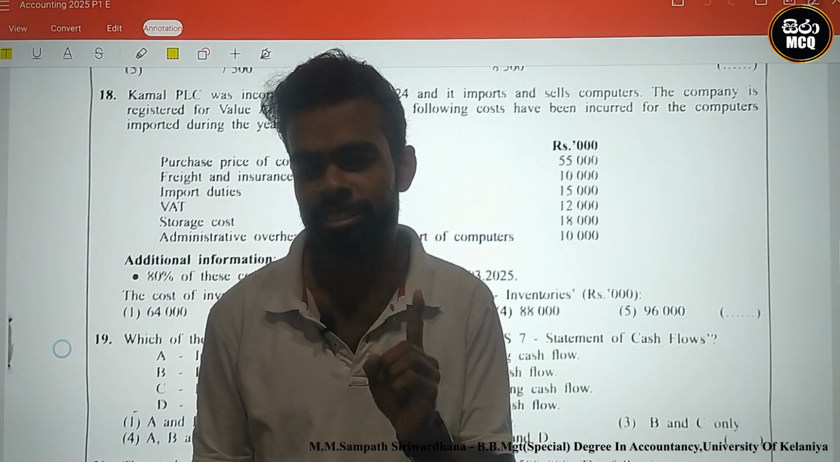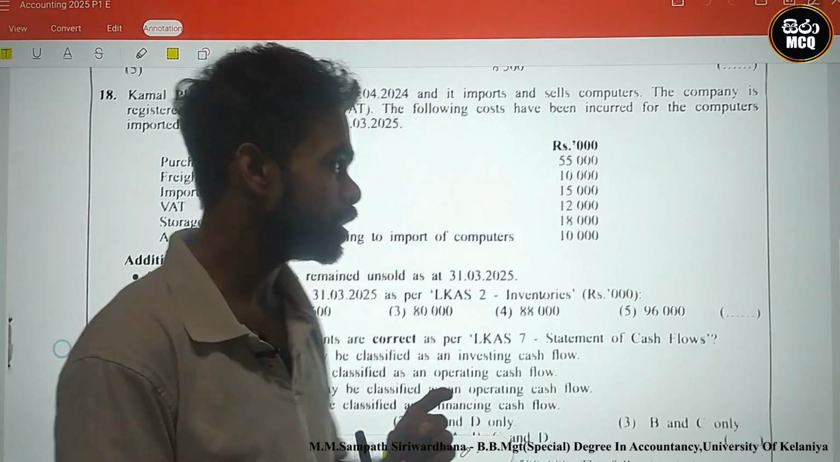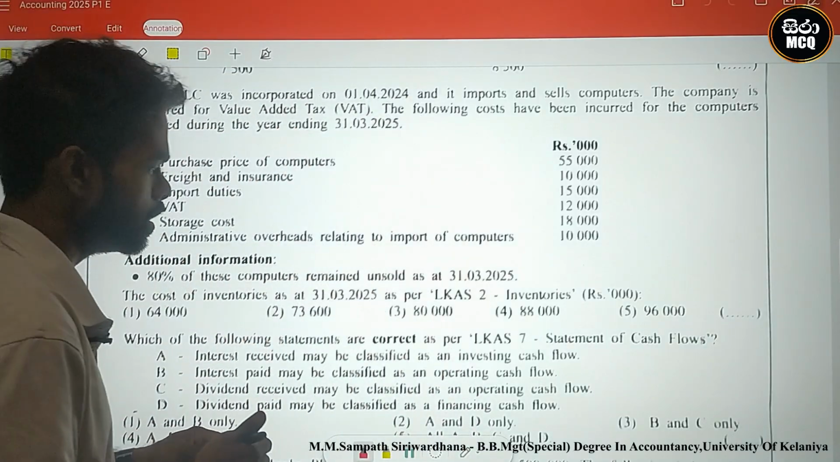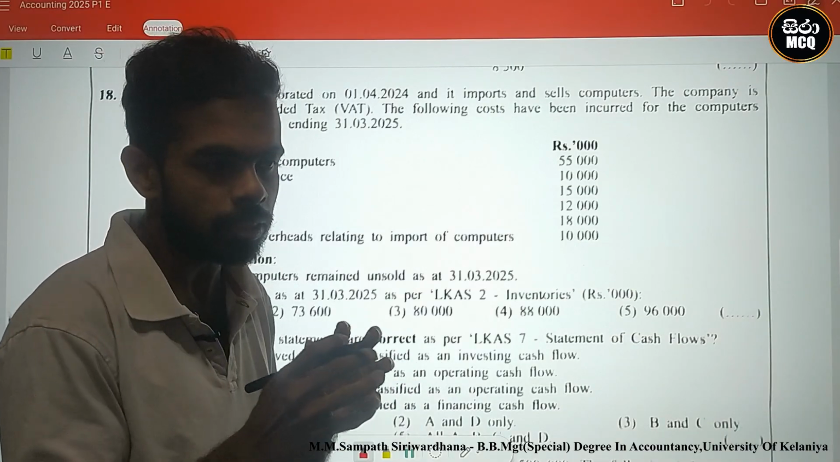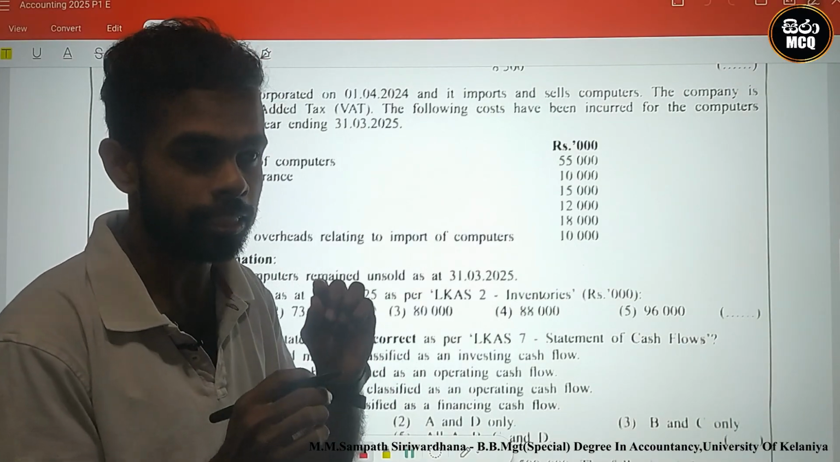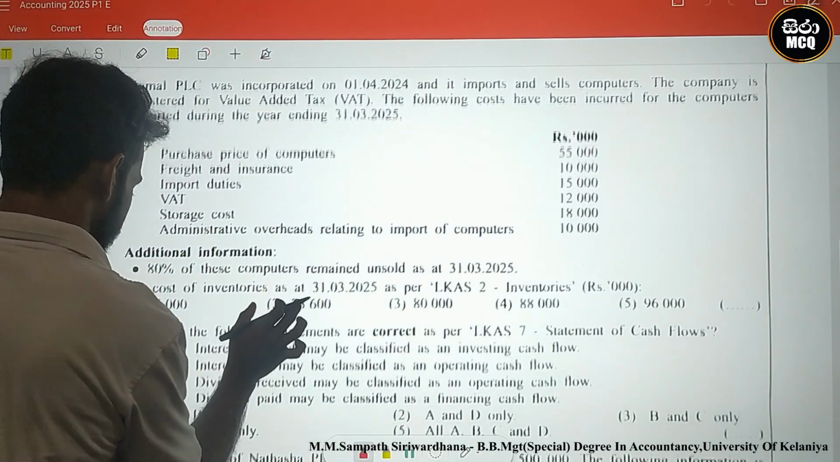Today we discuss the Advanced Level A-Level Accounting paper 2025, question number 18. What is the requirement? This is related to accounting standard LKAS 2, Inventories. Okay, look here. What is the requirement there?